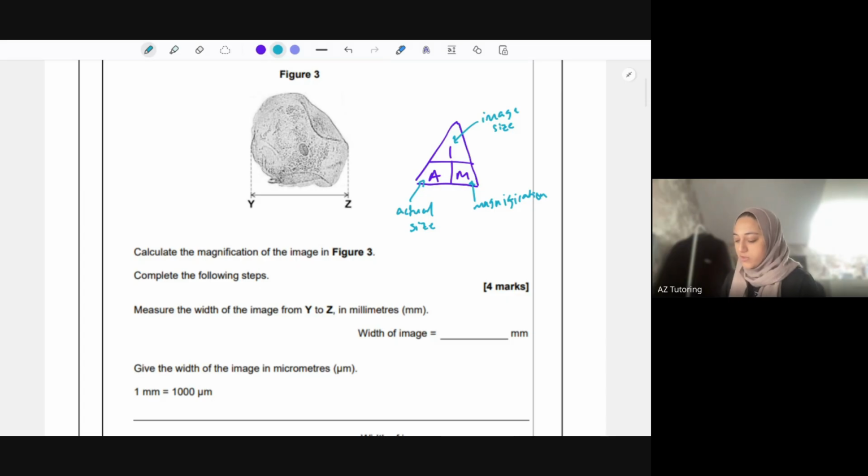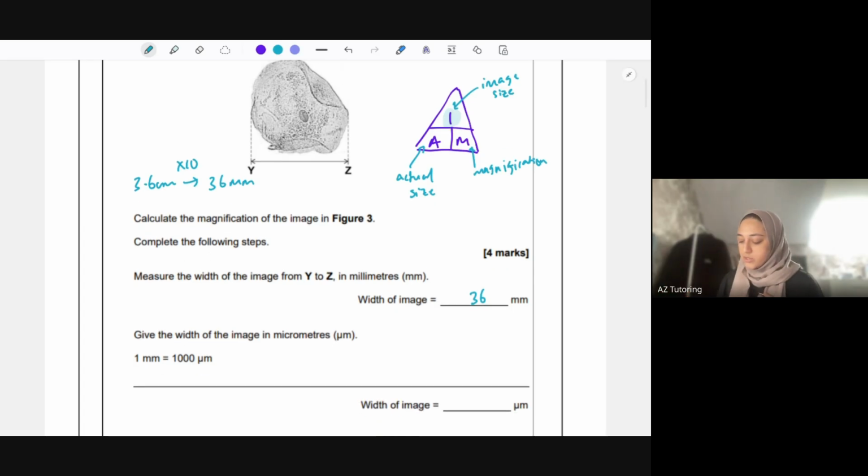Okay, so it says measure the width of the image from Y to Z. So that's what we start off with because that's going to find our I. So measuring that, if you actually measured it accurately, you would have got 3.6 centimeters or 36 millimeters. It's guiding you to put it into millimeters. So yeah, 3.6 centimeters you would have measured. You times that by 10, and that gives you the 36 millimeters. Or you can see there's even millimeters on your actual ruler as well. So you can see 10 millimeters is 1 centimeter. Okay, so we've just worked out I, so that's our value of I.